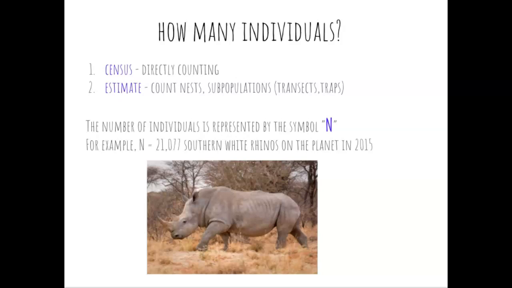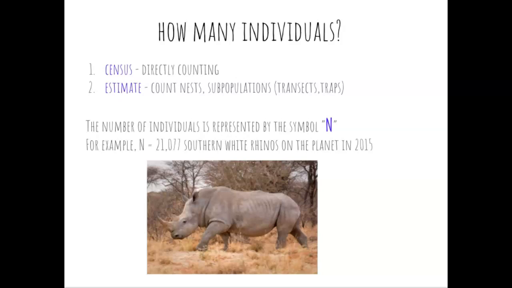Another way to determine how many individuals are in your population is through an estimate. And an estimate is often easier, but it can lead to some misleading results where you either overestimate or underestimate your individuals. So for example, in animals, we can count nests or subpopulations using transects and traps.